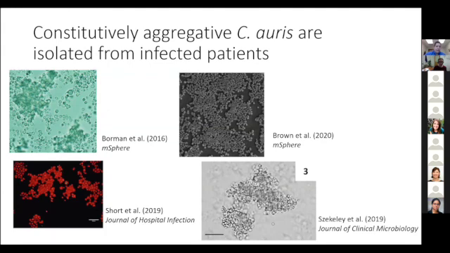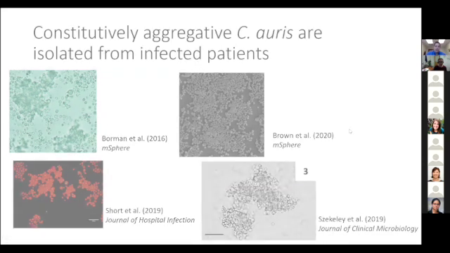Nonetheless, it's really unknown what is driving this phenotype genetically and what selection may have led to the emergence of this phenotype in a subset of Candida auris isolates. And so we set out, as a proof of concept for the development of our genetic tools, to answer that very question: what genes in the Candida auris genome might be contributing to an aggregating phenotype?